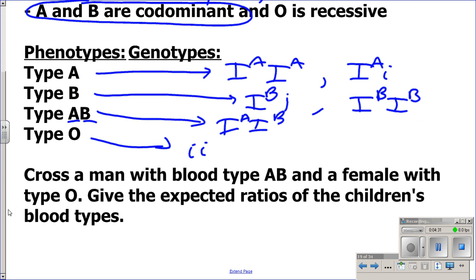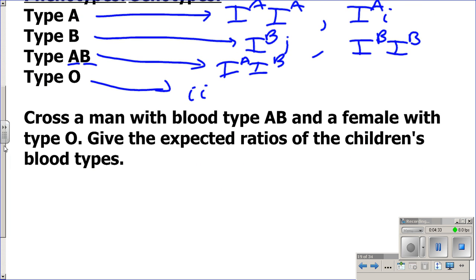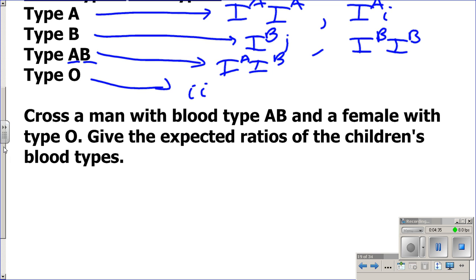So let's do this problem. I'm going to leave that up there like that. Okay, so let's talk about this one. I think we can just talk through this one. You guys can do another example with me.